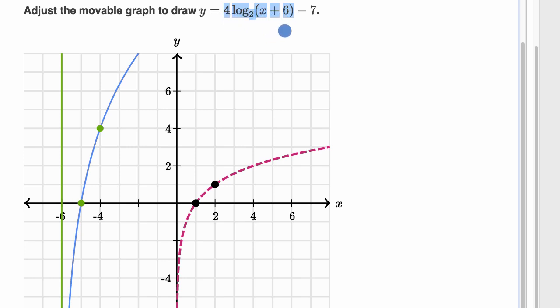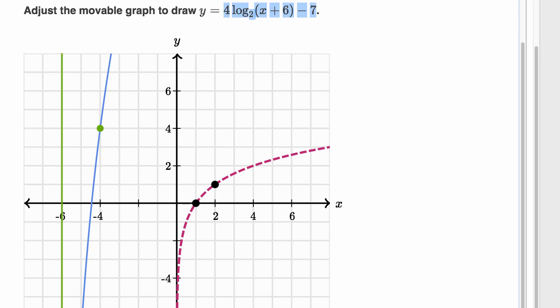And then the last thing we have to consider is, well, we're going to take all of that, and then we're going to subtract 7 to get to our target graph. So whatever points we are here, we are now going to subtract 7. So this is at y equals 0, but now we're going to subtract 7. So we're going to go down 1, 2, 3, 4, 5, 6, 7.